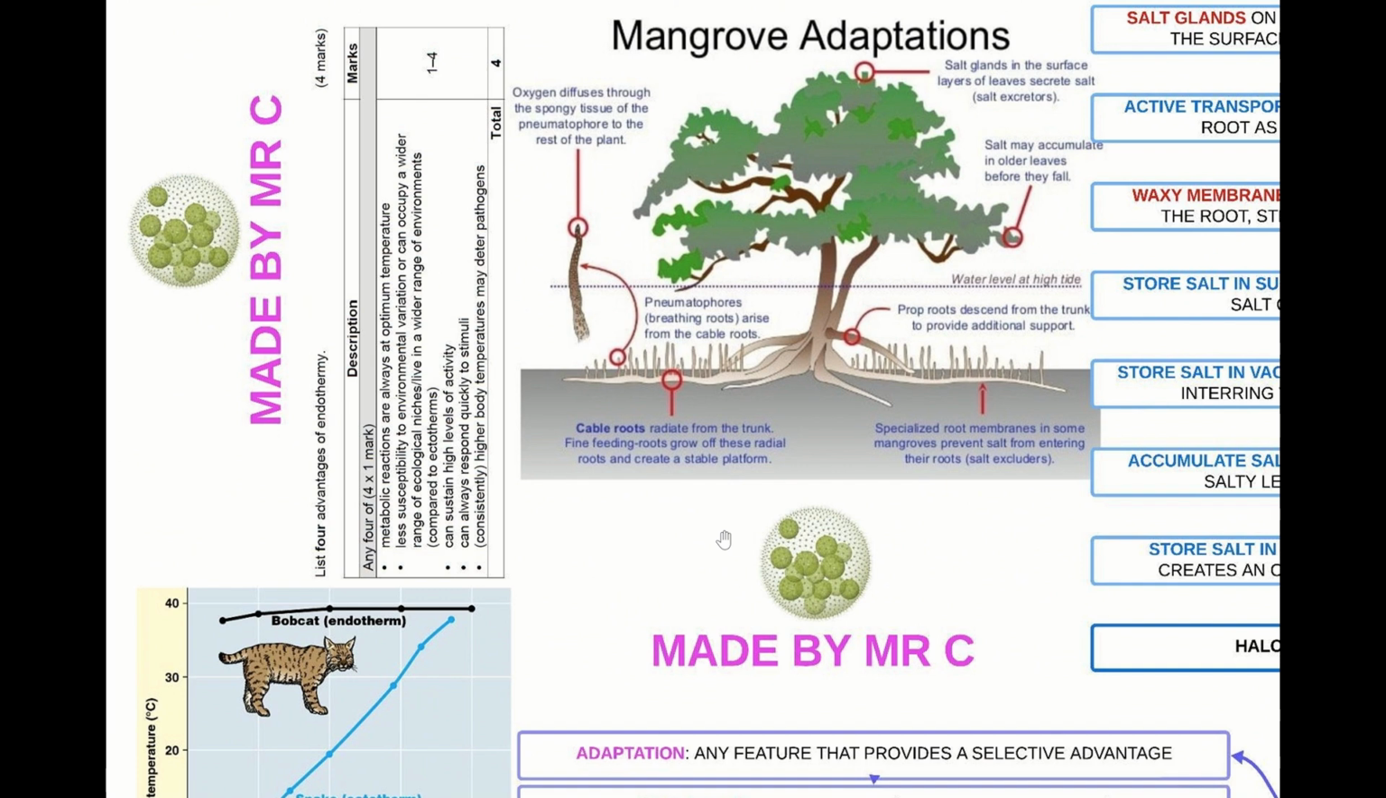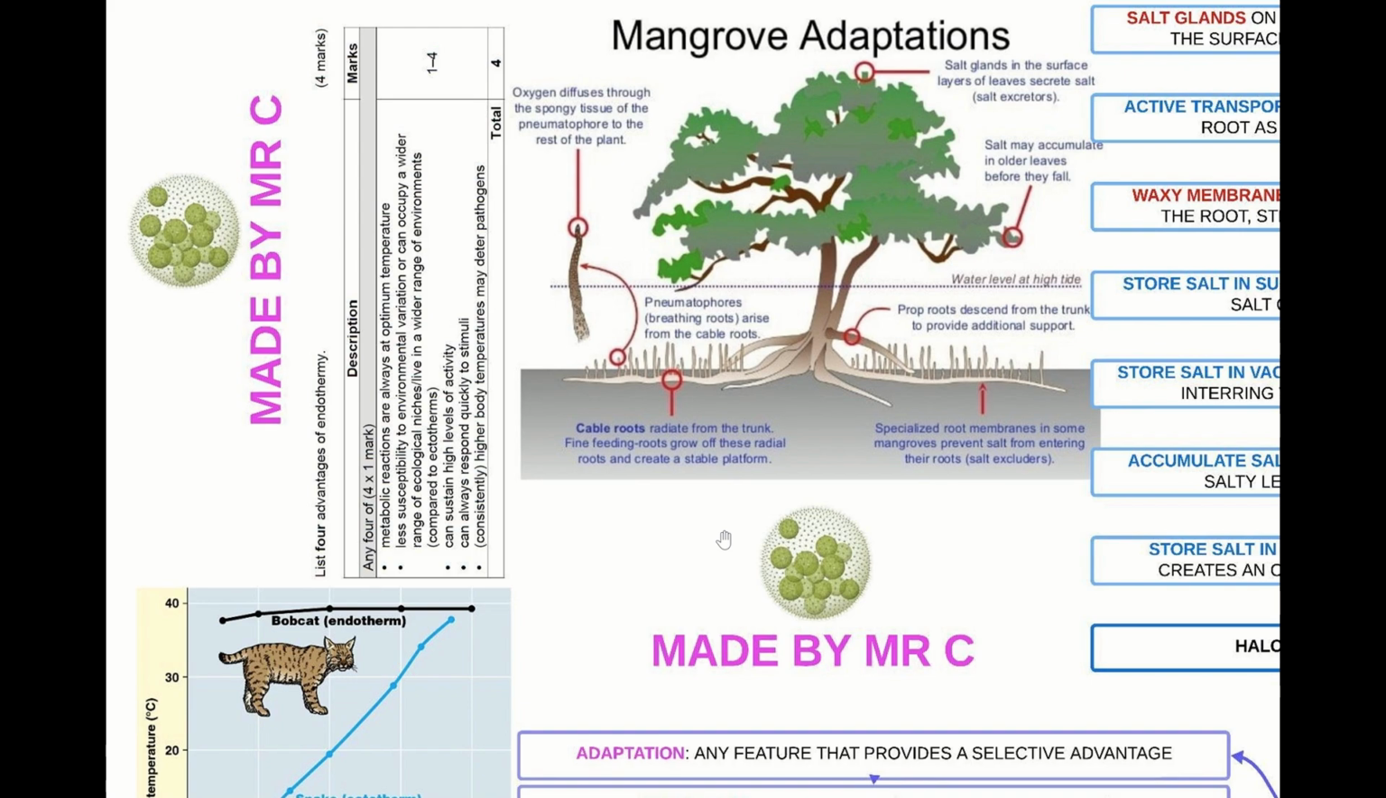Next, we'll talk about the advantages of endothermy. An endotherm's metabolic rate is always at an optimum temperature, allowing its enzymes to work at their optimum temperature. They are less susceptible to environmental variation, which means they can live in a wider range of environments. They can sustain high levels of activity all year round, including at night and in winter, which means they can hunt at all times. It also means that they can respond quickly to stimuli, and their higher body temperatures may deter pathogens.